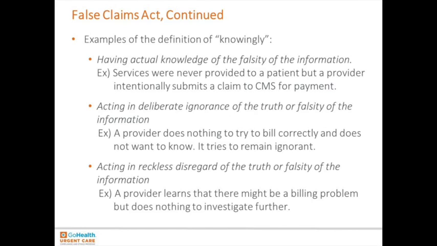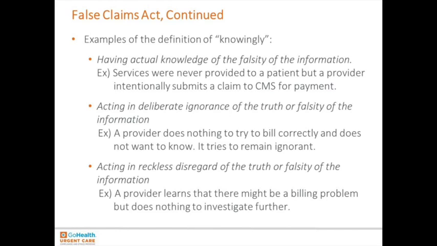But the government also defines knowingly in various other ways as well, because for a long time, providers said, okay, well, I'm not necessarily knowingly doing anything wrong because I just won't audit any services that I provide or any bills that I submit. I won't try to look to see if I'm doing the right thing. The False Claims Act was actually amended to include what's called deliberate ignorance or reckless disregard. And they're both actually definitions of knowingly.